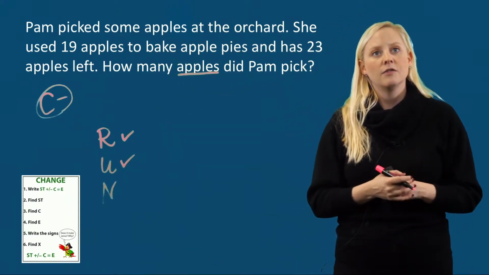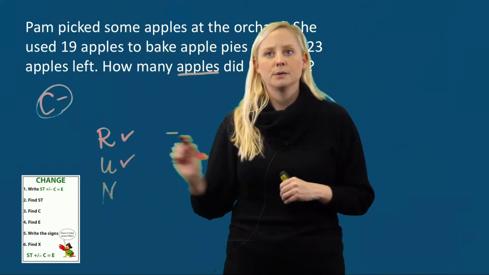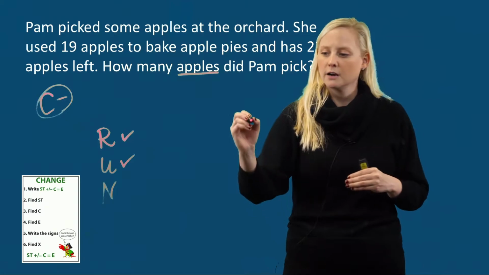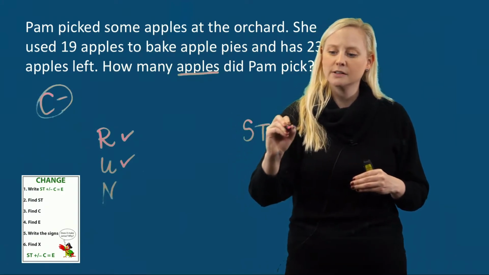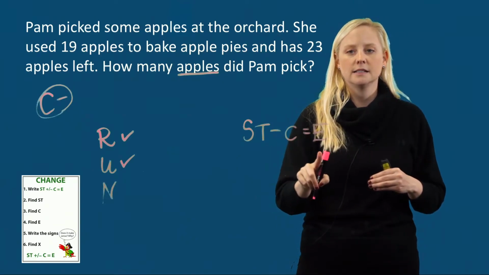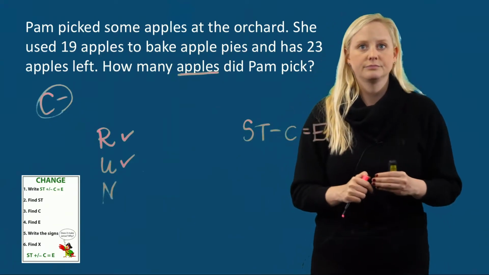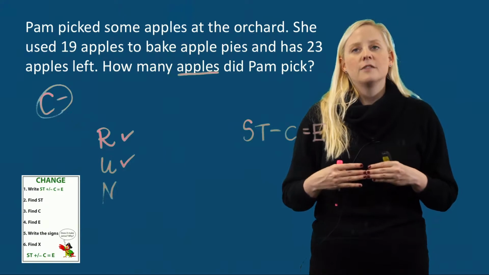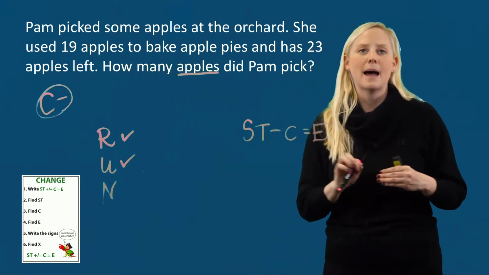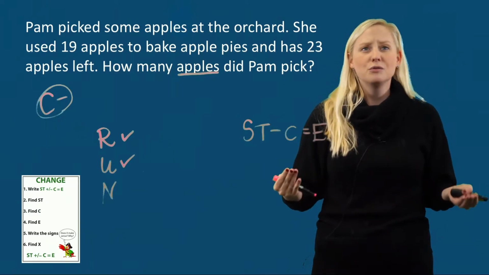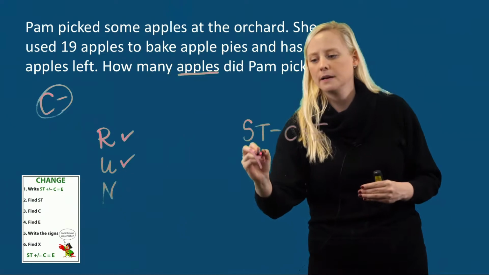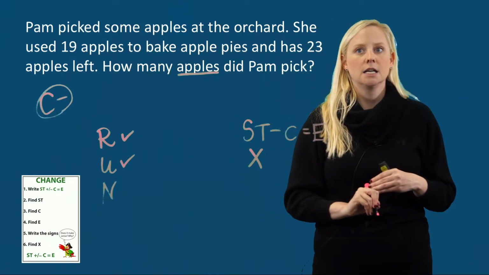Now I'm ready to solve our change problem, and I can follow our poster. Because this is a change decrease problem, I'm going to start by writing our change decrease equation. ST minus C is the same as E. Now I'm going to find the starting amount. It says Pam picked some apples at the orchard. I don't know how many apples she picked. I don't know what the starting amount is, so I'm going to put an X under our ST.